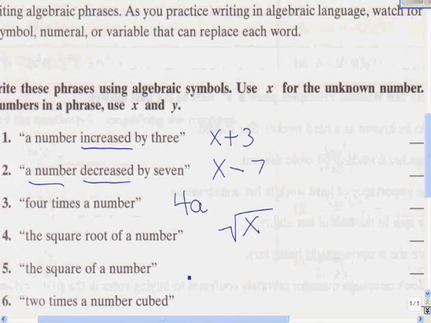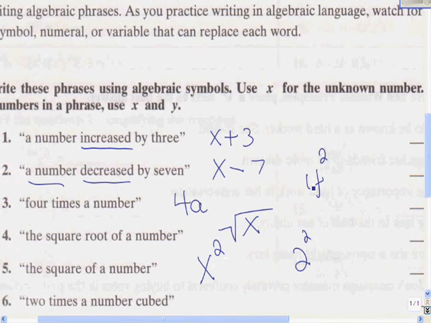Okay. The square of a number. The square of the number is x to the second power. We don't know the number. If the number was 2, it would be 2 to the second power. If the number was 4, it would be 4 to the second power. That would be the square of the number.